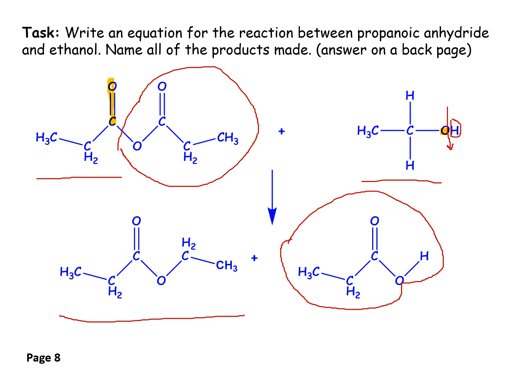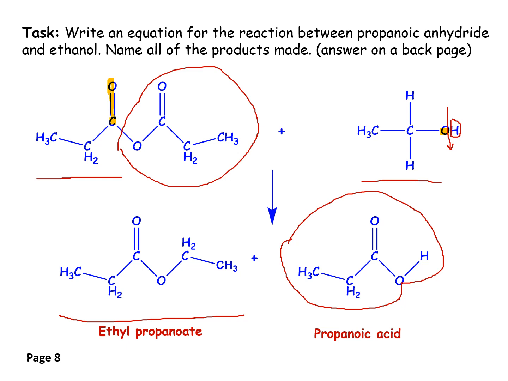So to name those products then, the carboxylic acid, you've got 3 carbons, so that's propanoic acid. The ester then, the oxygen to the right, there's 2 carbons, so that will be ethyl, that came from the ethanol, and then there's 3 carbons for the propanoate. So the ester, ethyl propanoate, and the carboxylic acid is propanoic acid.